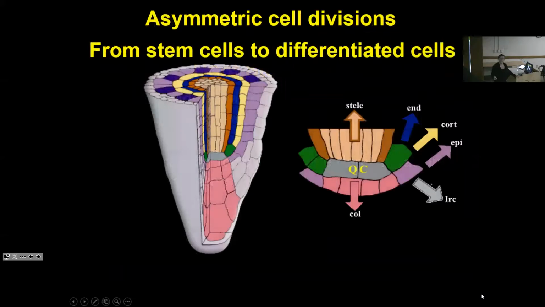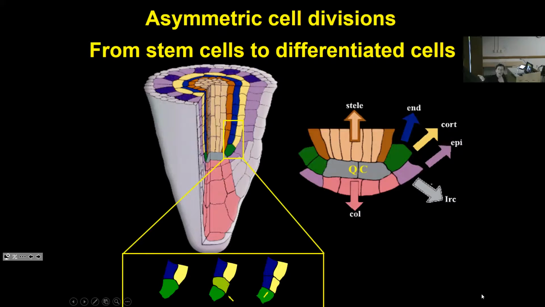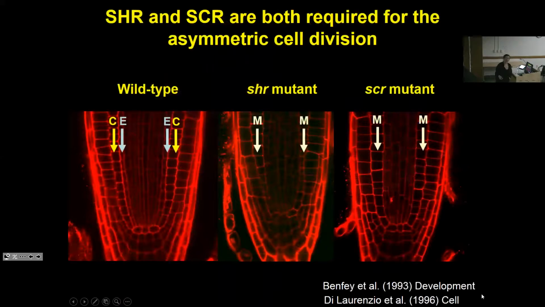Just going back to the initial image that I showed you, the root is a concentric cylinder. What I told you at the very beginning is that all the different stem cells give rise to all the different tissues through asymmetric cell division. And work done while I was a postdoc in Philip Benfey's lab, and that I started while I was in Philip's lab, so it's a great collaboration we had, was to study a key aspect regarding these two important transcription factors that regulate the asymmetric cell division of one kind of cell type, that is the cortex endodermis initial.